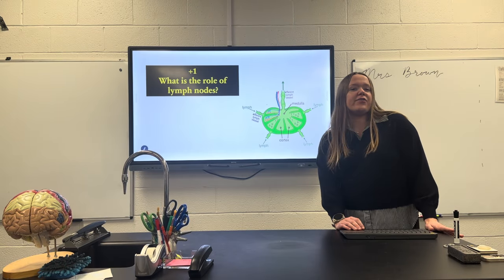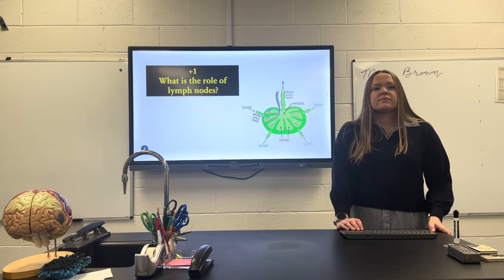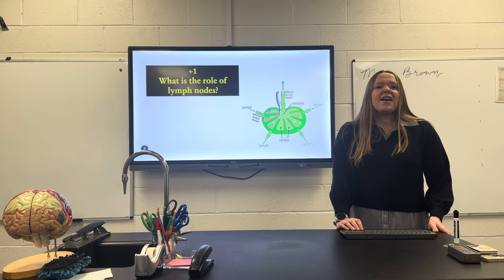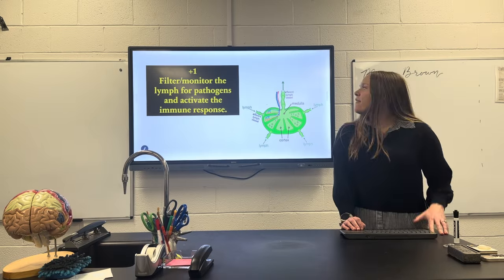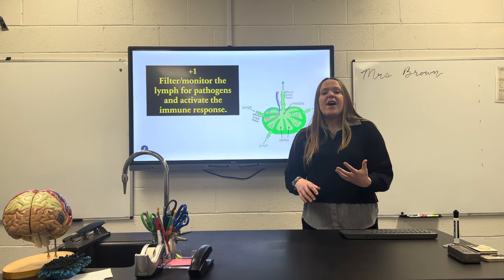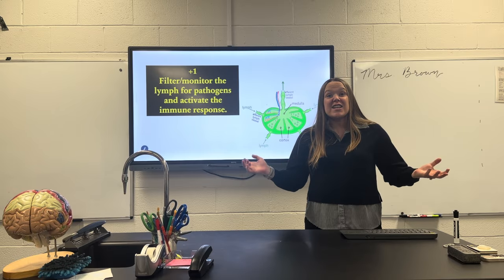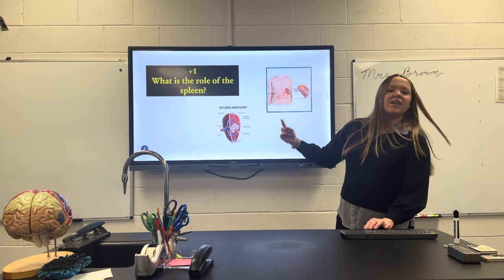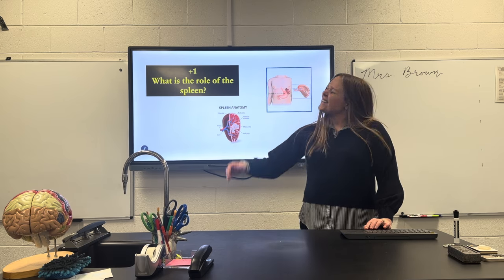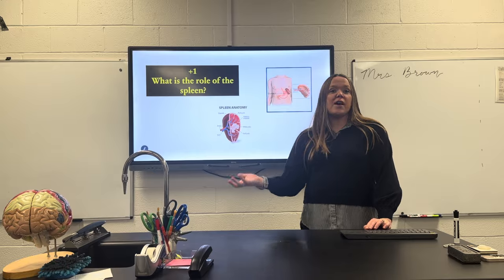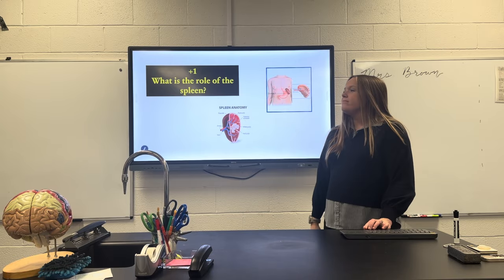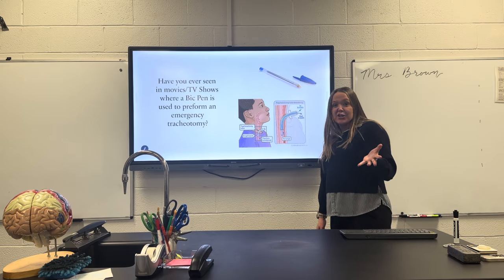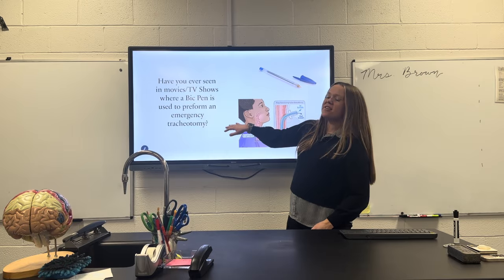What is the role of the lymph node? They're kind of like the gas station stop for checking in on what's going on around the body. Yeah, it's almost like a border stop. They filter and monitor the lymph for pathogens, and if a pathogen is found, they'll initiate that immune response because all the lymphocytes are in there. Exactly. What's the role of the spleen? Kind of like the lymph node for the blood. So it does the same thing the lymph node does for the lymph, but it does it for the bloodstream. Nice.